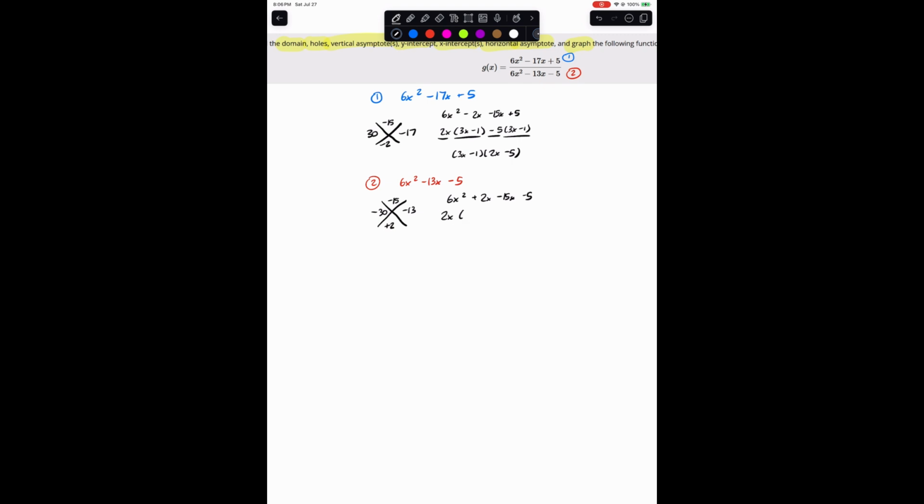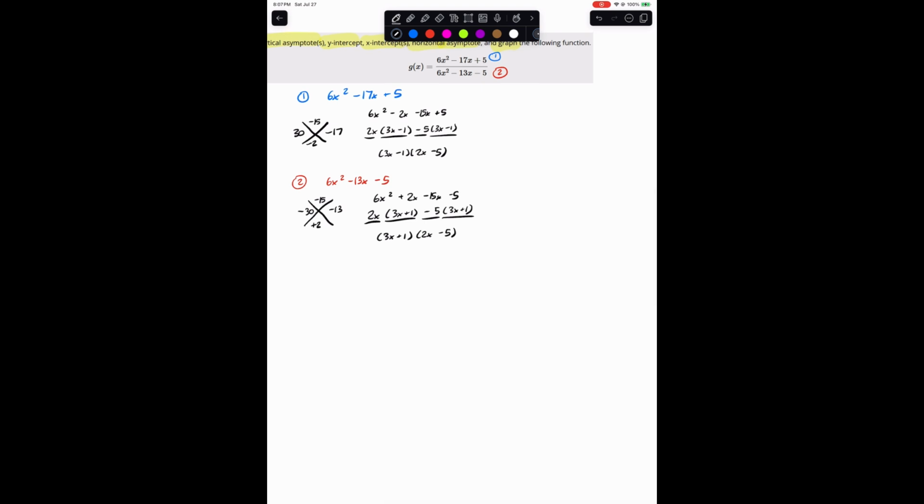Take out 2x from the left. I get 3x plus 1. Take a negative 5 from the right. Get 3x plus 1 again. Common factor, take it out. Add up the rest. And there you go. And now we can form our factored form of the version of the function, sorry. 3x minus 1, 2x minus 5 over 3x plus 1, 2x minus 5.